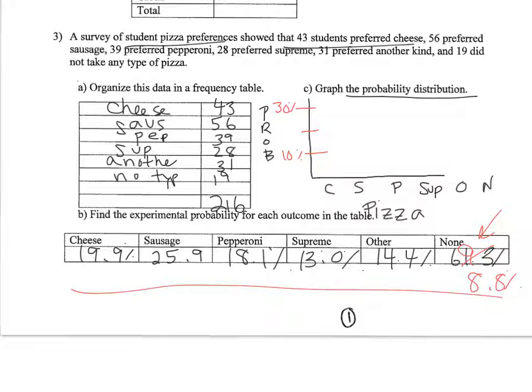So now I just do cheese is 19.9%. So it would make a bar graph almost to 20. Sausage is 25.9, so a little more than halfway. Pepperoni, so you're just basically doing a bar graph of the different probabilities. Pepperoni, supreme, other, and none. So that's what a probability distribution is.